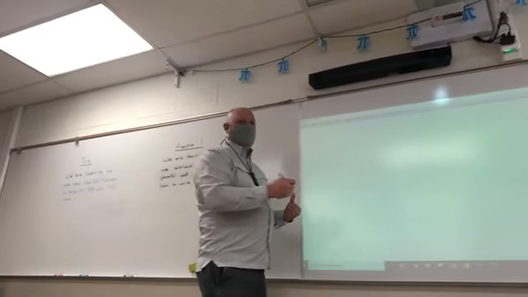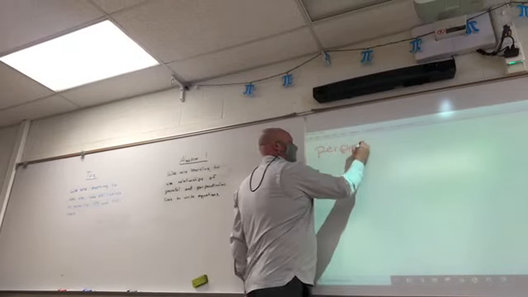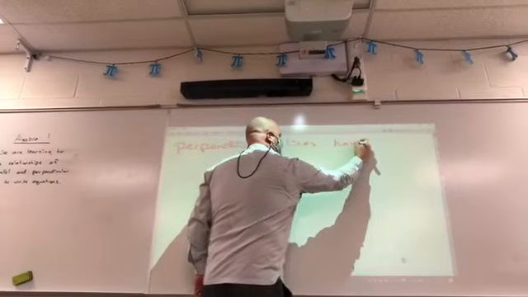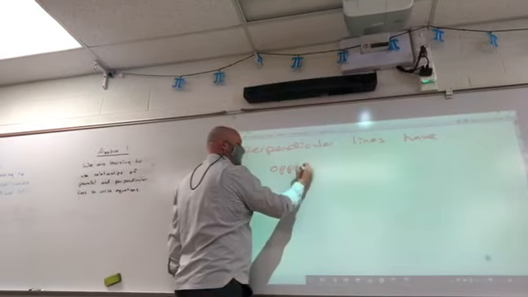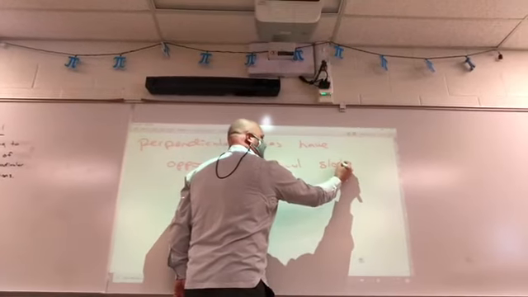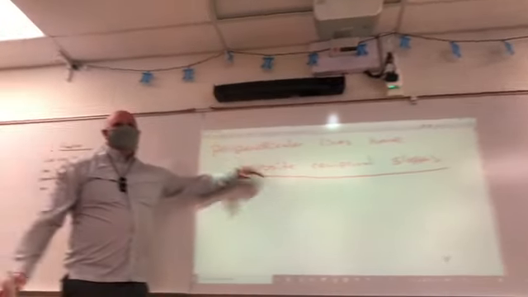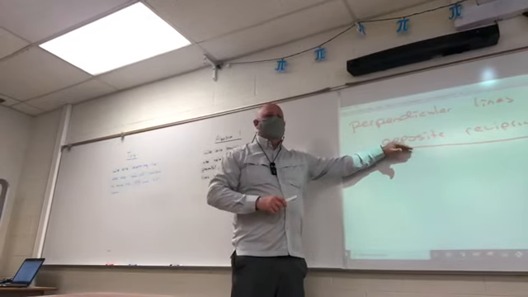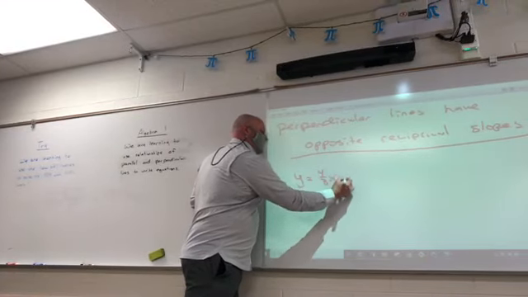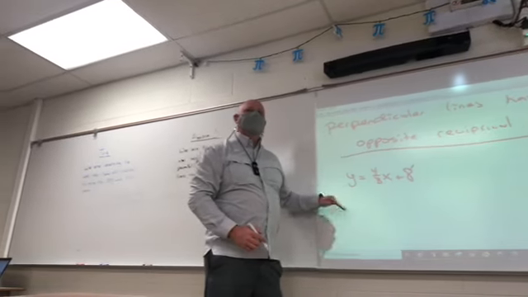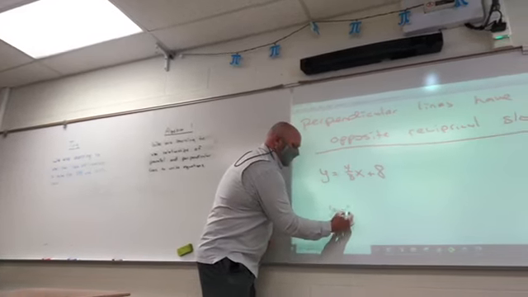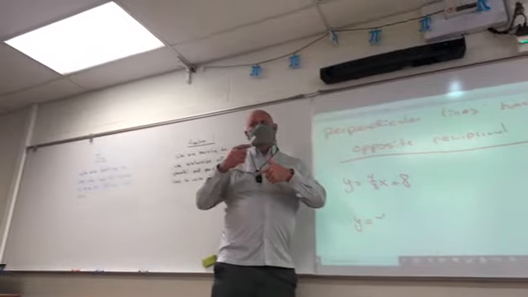Parallel lines have the same slope. Perpendicular lines have what we call opposite reciprocal. What does opposite mean? Negative or positive? Positive to negative. So if I have y equals 4/3 x plus 8, and I said find a perpendicular line to that, if this is positive, my new one has to be negative. And reciprocal means flip it.